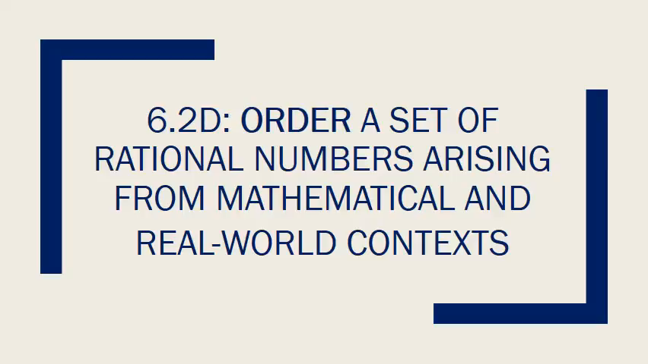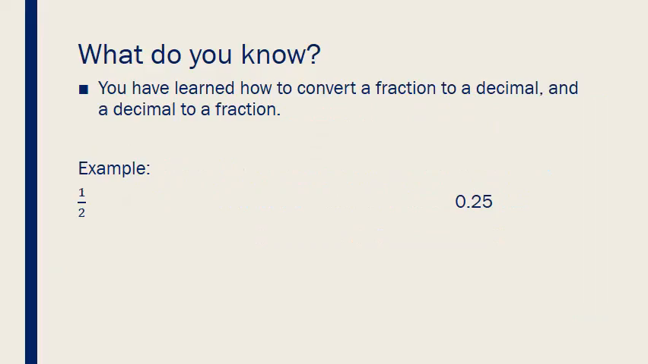Okay, today we are going to be learning about 6.2D, or we're going to order a set of rational numbers arising from mathematical and real-world context. So let's start with the basics. What do you already know? Well, you've learned how to convert a fraction into a decimal and a decimal to a fraction. Class, how do I turn a fraction into a decimal? We all should know this.